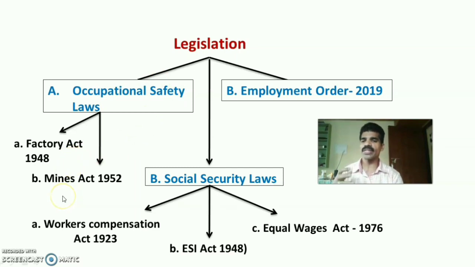We have two laws. One is from 1948, that is the Indian Factories Act. The second one is the Mines Act 1952. Then under Social Security Laws, we have three important laws: the Workers' Compensation Act 1923, the Employee State Insurance Act 1948, and the Equal Wages Act 1976. These are the important three acts that provide security and safety to employees at work settings. Then we also have the Employment Order implemented by the Government of India in 2019.